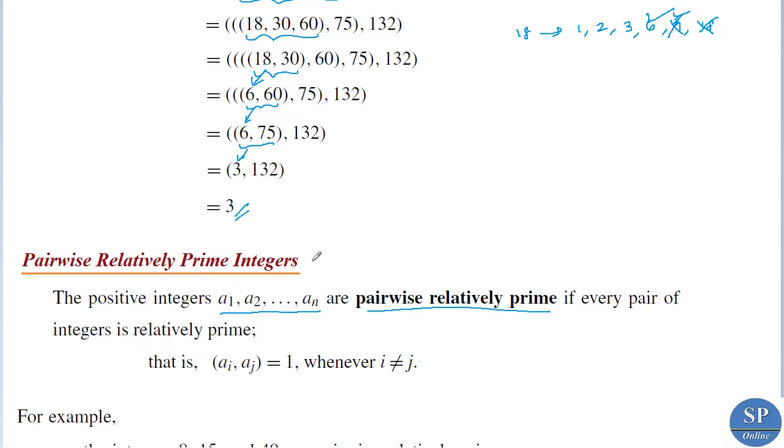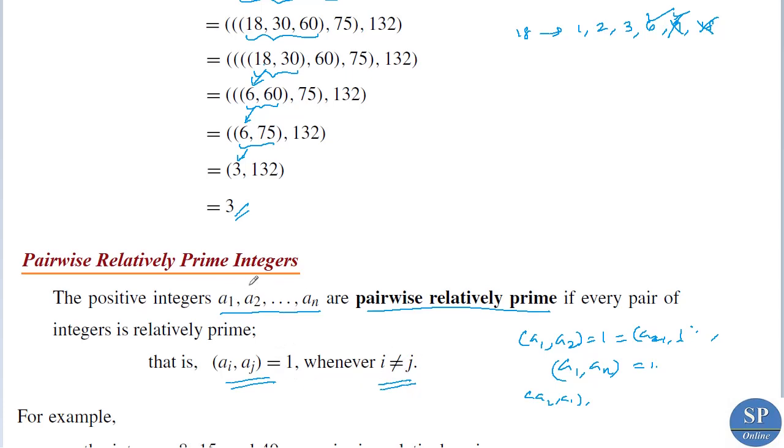If you have more than two positive integers, they are called pairwise relatively prime if every pair of integers is relatively prime. That means gcd(ai, aj) = 1 whenever i is not equal to j. That means gcd(a1, a2) = 1, gcd(a1, a3) = 1, and so on up to gcd(a1, an) = 1, and then gcd(a2, a3), gcd(a2, a4), etc., up to gcd(a2, an) = 1. That is, gcd(ai, aj) = 1 whenever i is not equal to j.